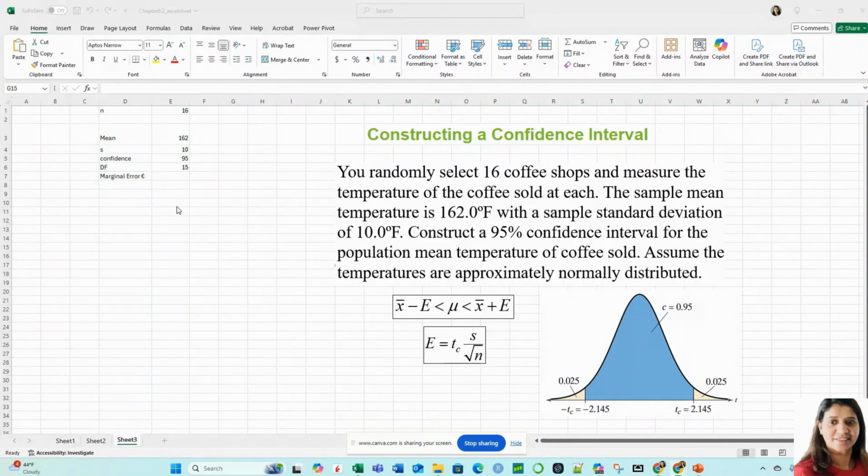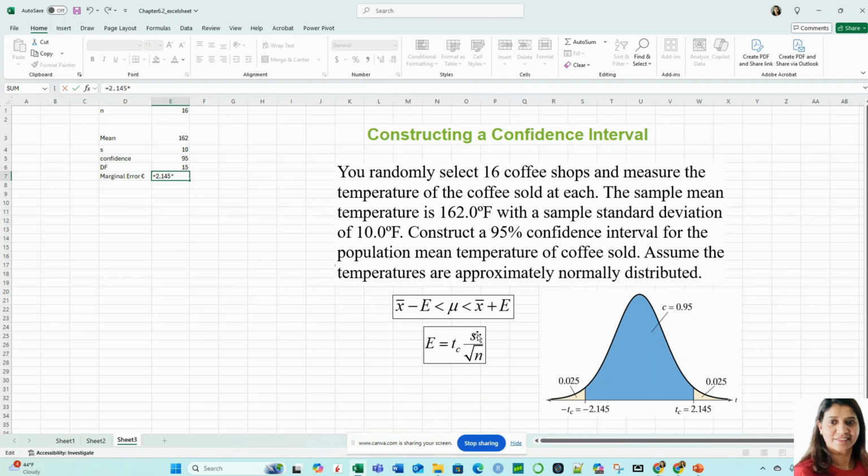Now we are going to find the margin of error. I will type here on a reference cell this formula: equal critical value we found previously, 2.145, times the sample standard deviation 10, divided by the square root of n. Use the square root function, double click it. My n is 16, and close the bracket. Then we found the margin of error is 5.3625.